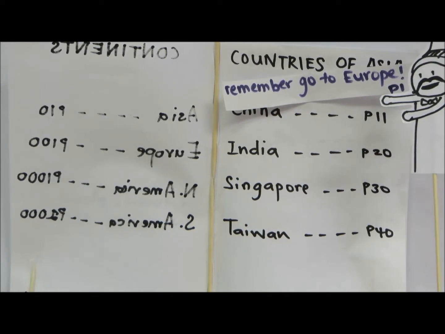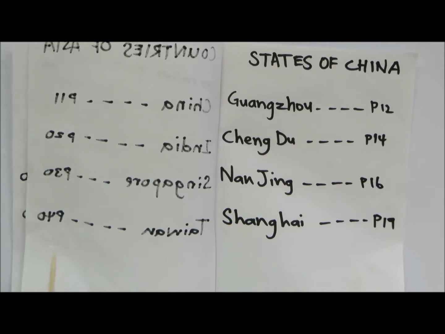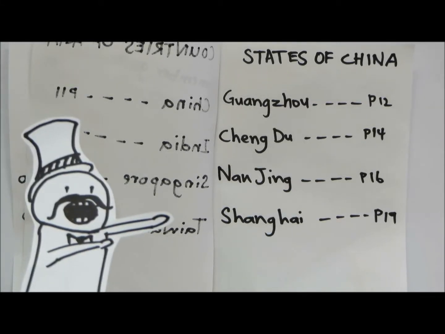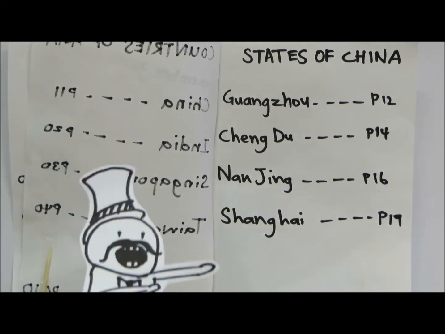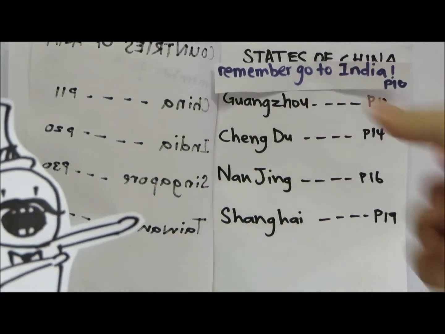So he goes to China first. Inside states of China, he needs to remember to go back to the next country, India. So he puts a note. Remember to go to India.